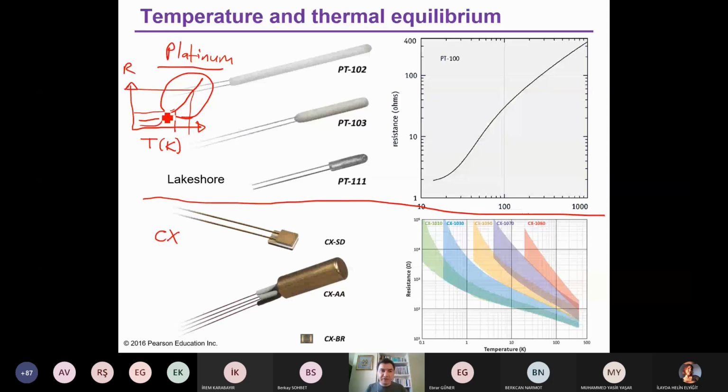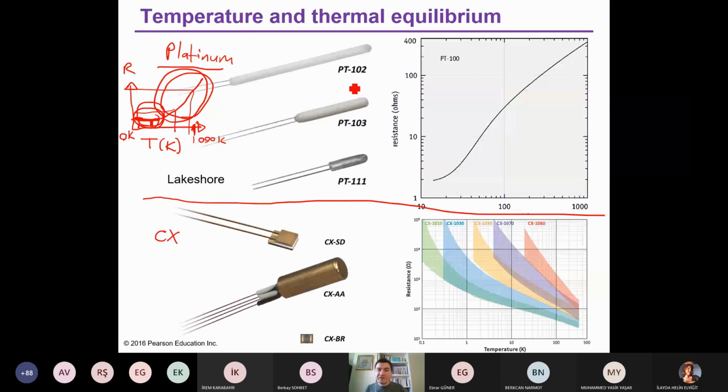Here at low temperatures, let's consider this is the 0 Kelvin and this is, let's say, 1000 Kelvin, okay? At low temperatures, these metal thermometers are not so sensitive to the temperature. So you increase the temperature, but resistivity does not change so much. But at high temperatures, metal thermometers, platinum thermometers, are very sensitive to the change in the temperature.